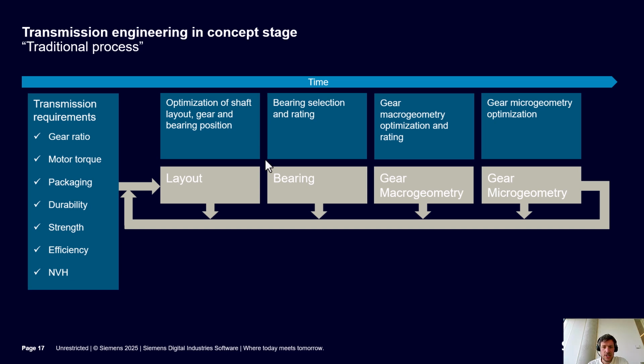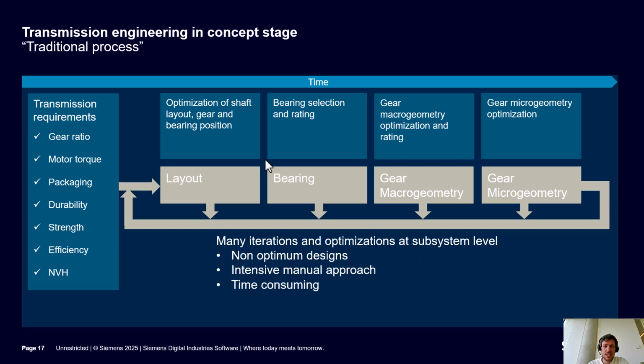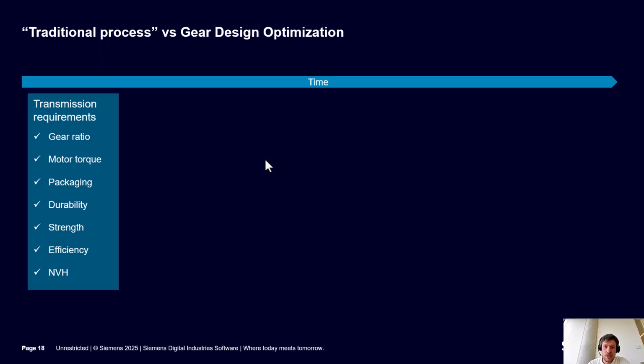metrics. But as you can see from this process, it requires many iterations and optimizations, typically at subsystem level, which means that it's not only a very intensive manual approach, but it's also very time consuming. But I think even more importantly, it means that if you optimize at the subsystem level, it doesn't necessarily mean that you find the overall optimum design.